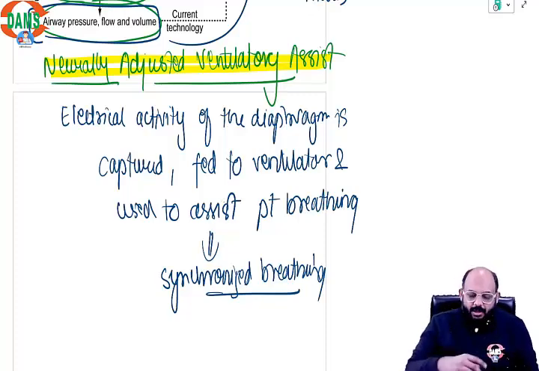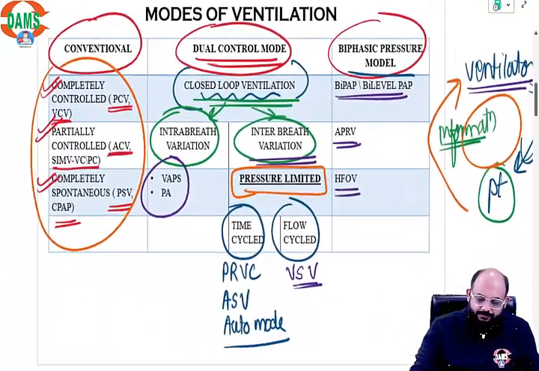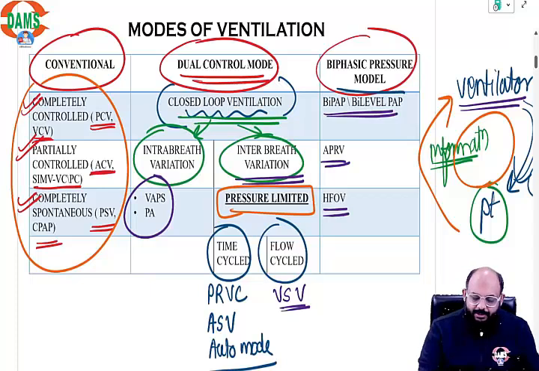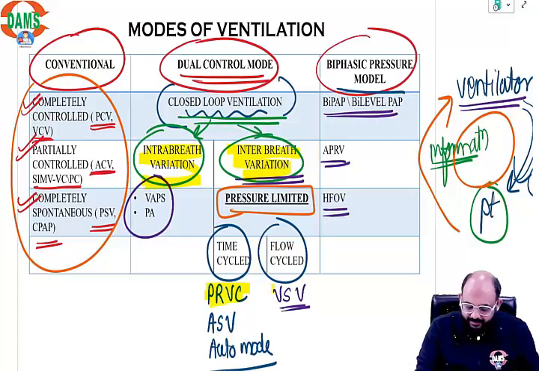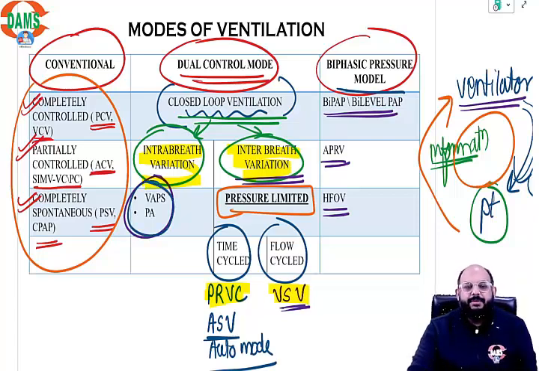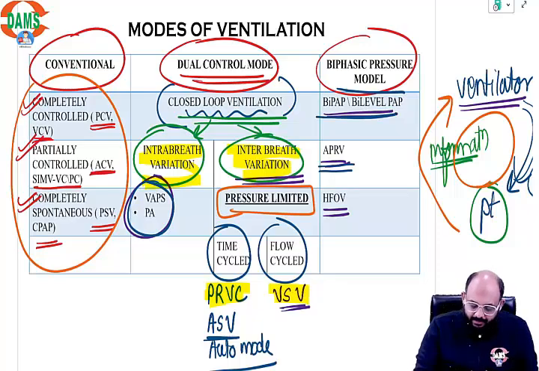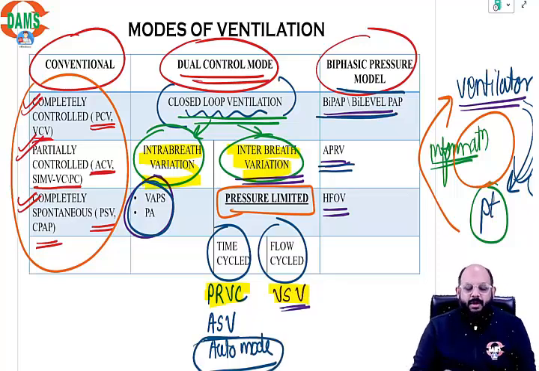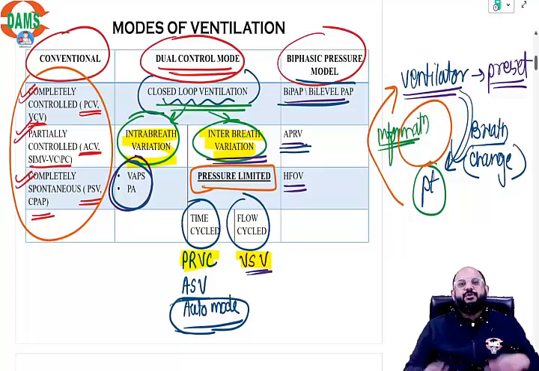Right? So I told you that we are going to start with the discussion of newer modes of ventilation, and we divided them into intra-breath variations and inter-breath variations. We discussed PRVC and VSV first. Then we discussed adaptive support ventilation. We compared volume assured pressure support and proportional assist. We compared BiPAP and APRV. And in the end, we talked about auto mode and NAVA. So this completes our discussion of modes of ventilation that we want to discuss in this module.